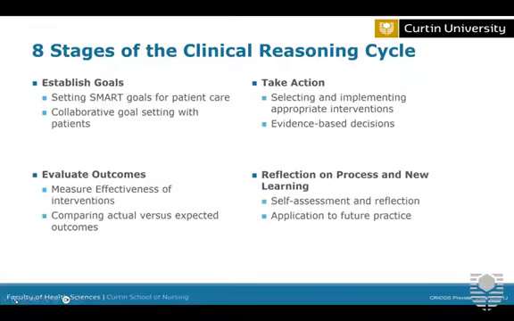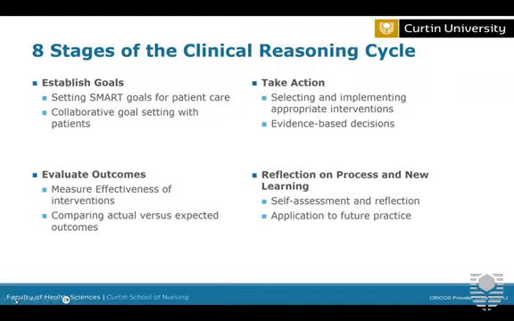So having established what those problems are, we're going to set SMART goals for patient care, and we're always going to collaborate on our goal setting with the patients, because when we're working with people, it is with, and so our process of collaboration becomes fundamental. And that also aligns with the safety and quality dimensions of partnering with consumers, standard number 2.